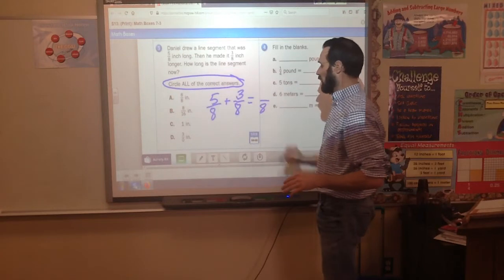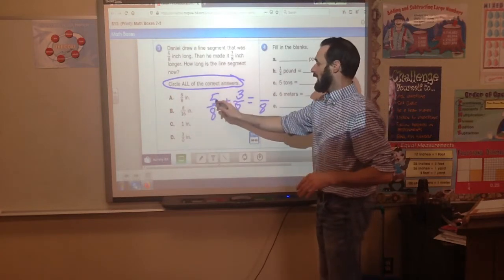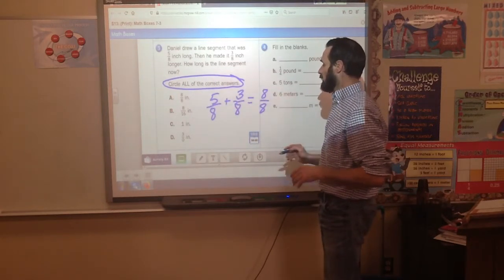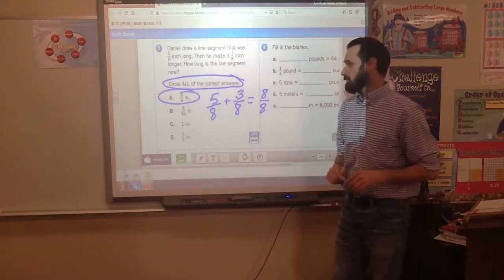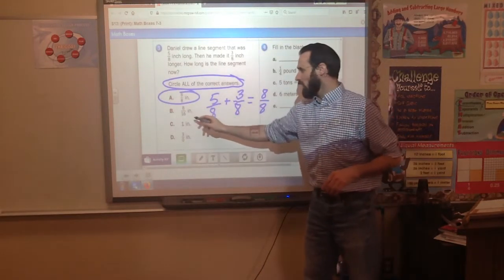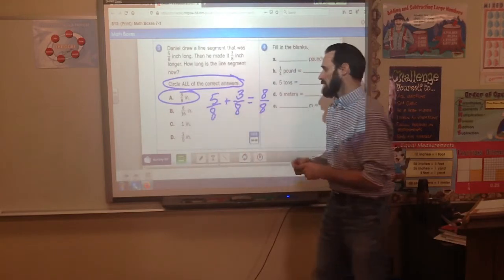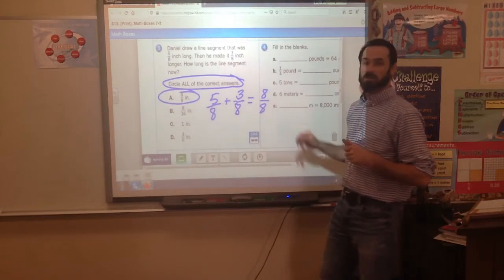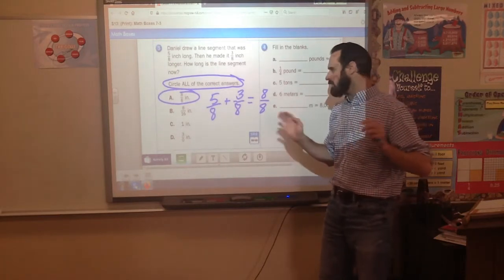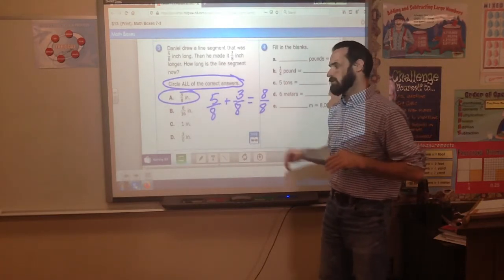8ths are going to stay the same all the way through. Then we add 5 plus 3, which is 8. So obviously, A is a correct answer, 8/8. This one is wrong because what they did is they added the denominators. And you guys, when I did this in class all the time, I'd go, 8 plus 8 is 16. You guys would go, no, you can't do that. You're right, you can't do that.